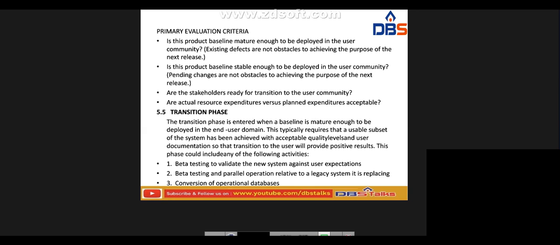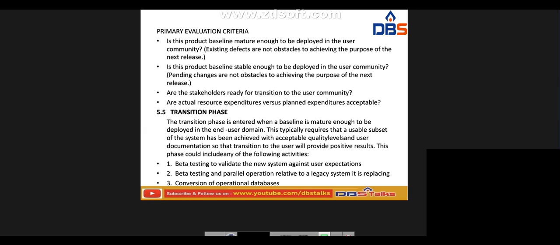Is the product baseline stable enough to be deployed in the user community or not? That is, the pending changes are not acceptable for achieving the purpose of the next releases. Okay, and are the stakeholders ready to transition to the user community or not? Are all the stakeholders ready for deployment to possibly start or not, and are actual resource expenditures versus planned expenditures acceptable? Okay.